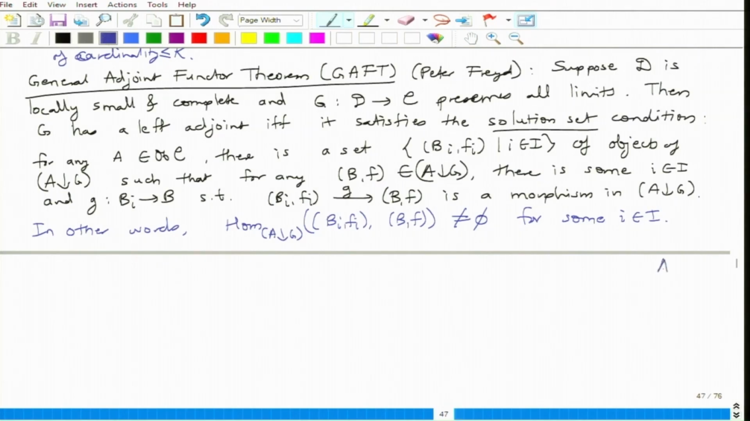This is the diagram. A is sitting here, then you are given some B comma F, which means some morphism F from A to GB, that is given to you. Then what we are saying is that there will exist some Bi from this index collection such that this particular triangle will commute. So any morphism from A to GB will factor through a morphism from A to GBi.